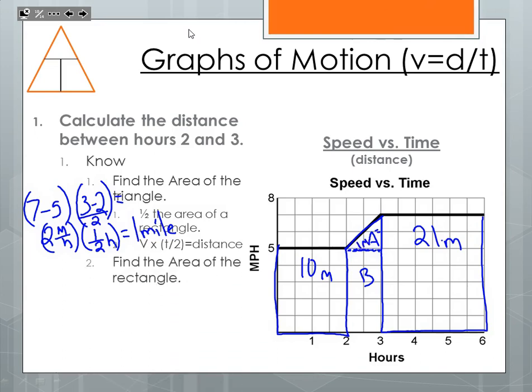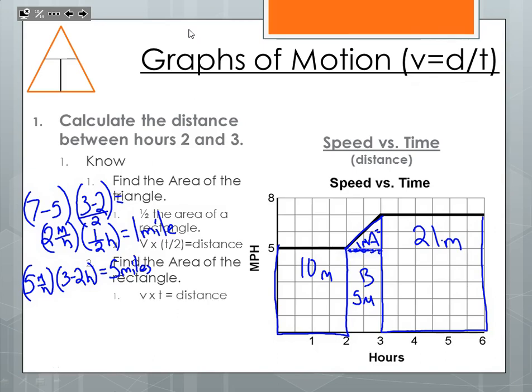So now we're going to look at the area for B. This is find the area of the rectangle. And we're going to say that the area of the rectangle, our speed, was 5 miles per hour. We're looking at this baseline, which was 5 miles per hour. And it went from hours 3 to 2. There was a difference. So 3 minus 2. This is hour. So it's going to equal 5 miles. So this whole area equals 5 miles.